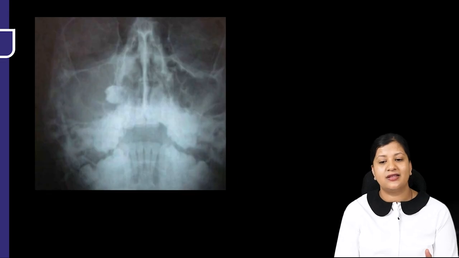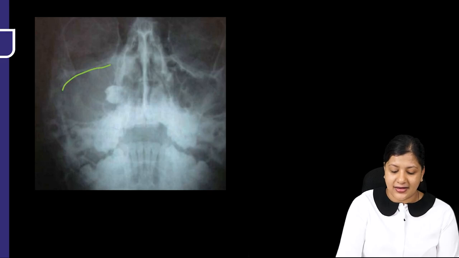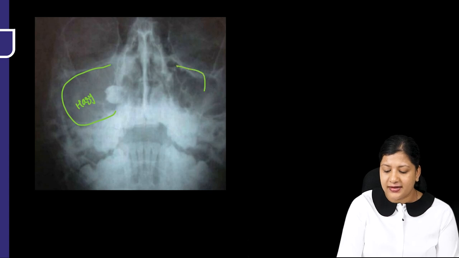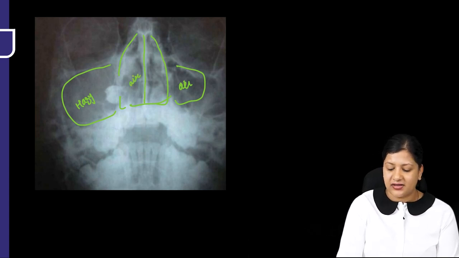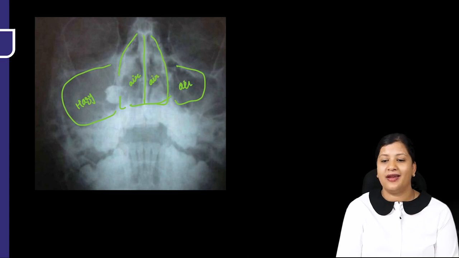Now let us go to this image. What do we see here? We see that the right maxillary sinus is hazy, the left maxillary sinus is well aerated. You see, this is the nasal cavity, which seems okay. The septum is fairly in the midline and the nasal passages are air filled because they are appearing blackish.